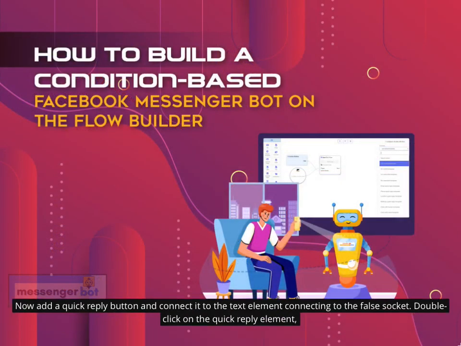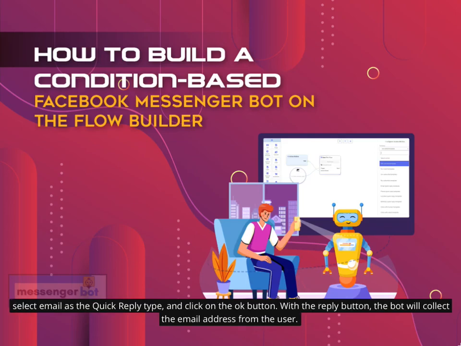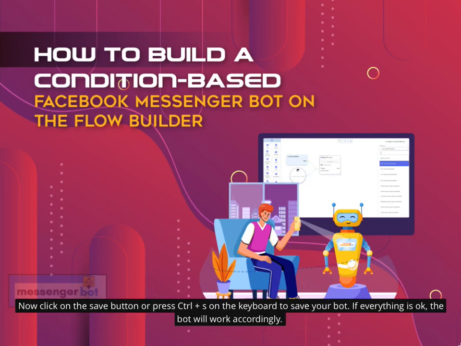Now add a quick reply button and connect it to the text element connecting to the false socket. Double-click on the quick reply element. Select email as the quick reply type, and click on the OK button. With the reply button, the bot will collect the email address from the user. Now click on the Save button or press Ctrl+S on the keyboard to save your bot.